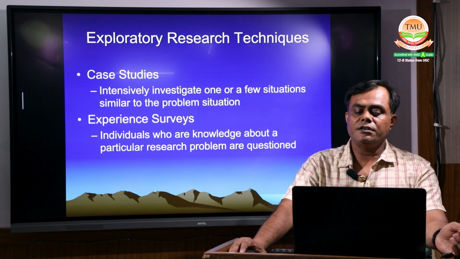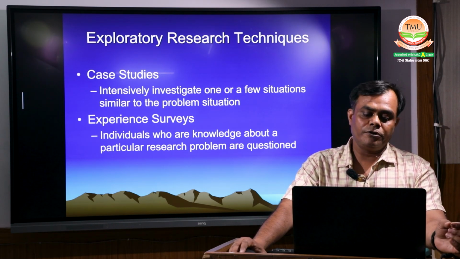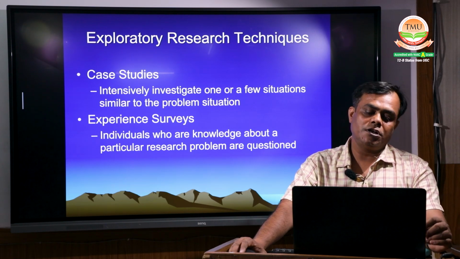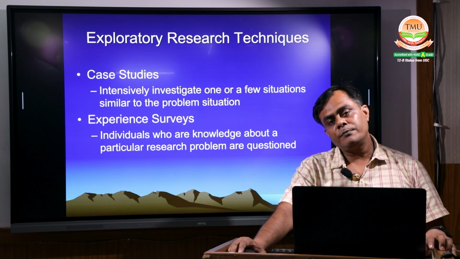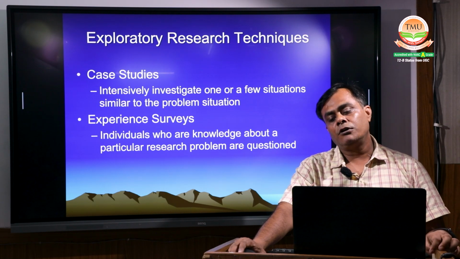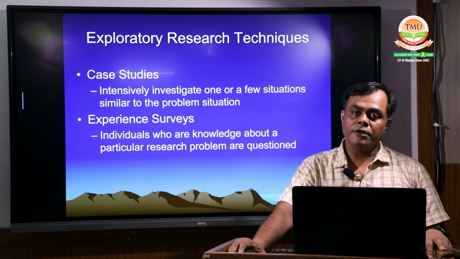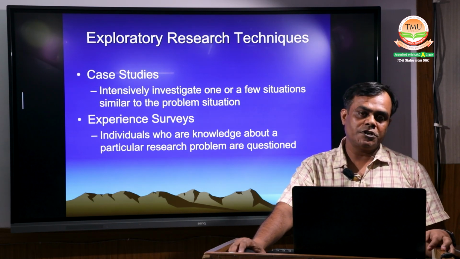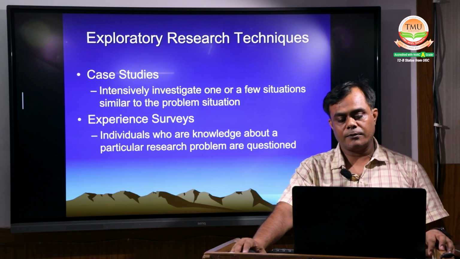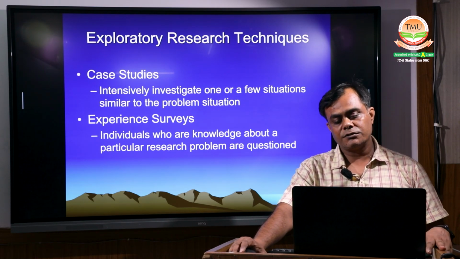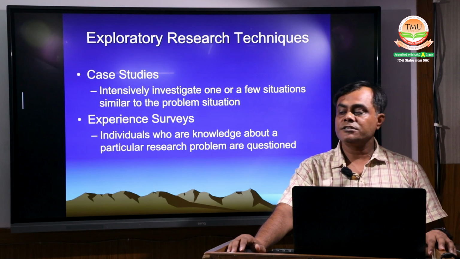Exploratory research designs take different forms depending on the nature and objective of the study. So what type of exploratory research we use depends upon the nature of the study and the objective of the study. The following three forms are most popular in exploratory research. The first one is the literature survey.